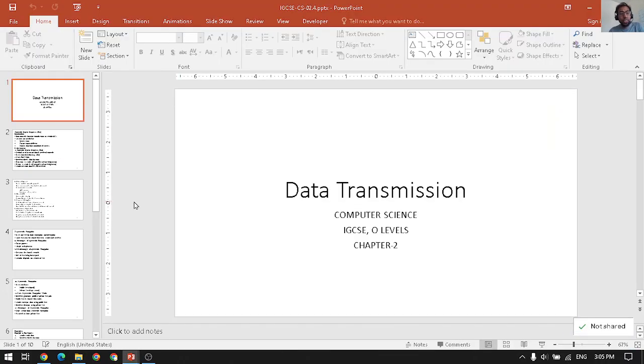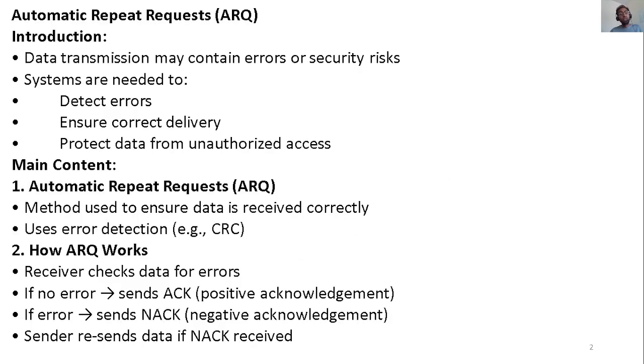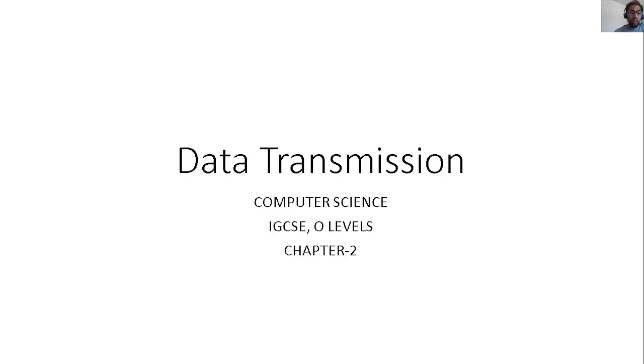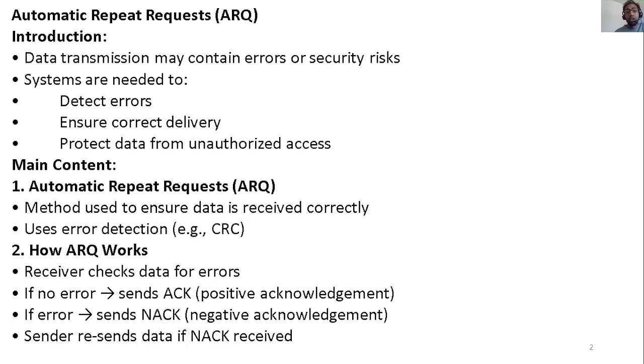We are done with the check digit and those mathematical parts. Let's move to the theory side of data transmission. There's another concept called automatic repeat requests, ARQ, we also call that ARQs. Let's start. Data transmission may contain errors or security risks. Systems are needed to detect errors, ensure correct delivery, and protect data from unauthorized access.